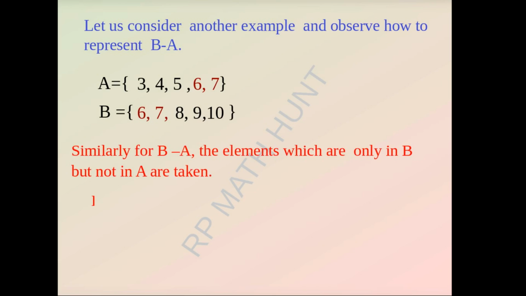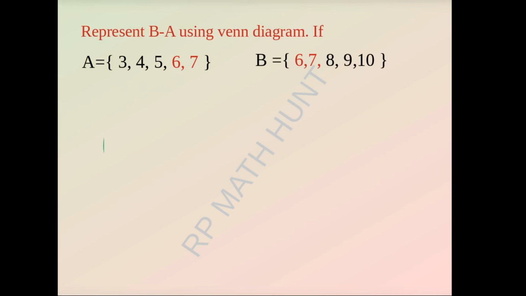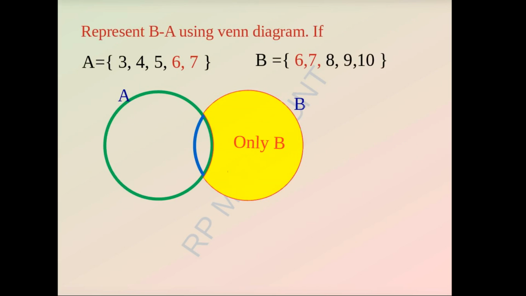And observe carefully on the screen how it is represented with a Venn diagram. See, only B: 8, 9, 10. This is only region B. B minus A equals 8, 9, 10.